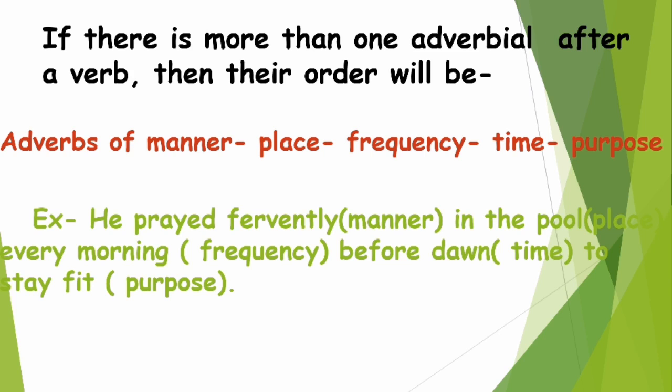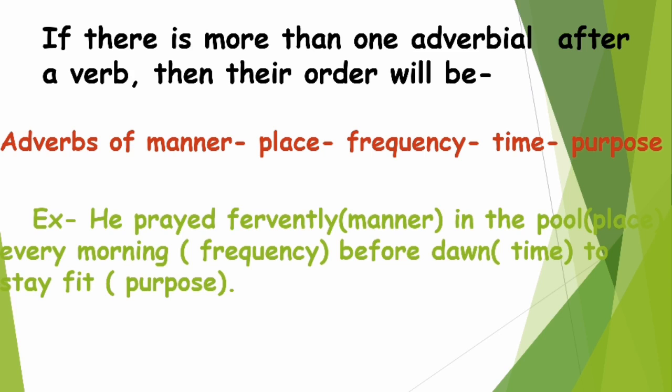First of all, we'll have adverbs of manner, then place, then adverbs of frequency, time, and then purpose. If we are having a number of adverbials in a sentence, first of all manner will come, then place, then frequency, time, and then purpose. So this order you all have to remember. But this is going to happen only if we are having more than one adverbial.